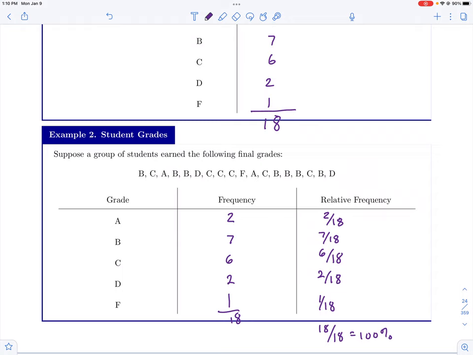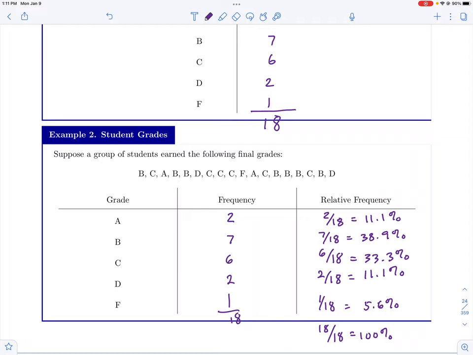If we wanted to convert these into percentages, we would take 2 divided by 18, and that gives us 0.11111 repeating, which would be 11.1%. 7 divided by 18 is 0.388888 repeating, so it's 38.9%. 6 divided by 18 is 0.33 repeating, so 33.3%. Then 2 out of 18, we just did that one, so we know that's 11.1%. And finally, 1 divided by 18 would be 0.05555 repeating, so 5.6%. Again, if we were to add this up, it should be pretty close to 100%.